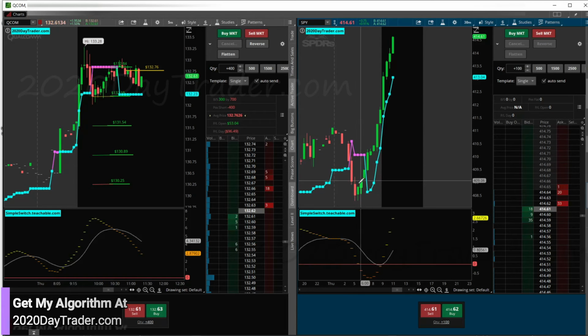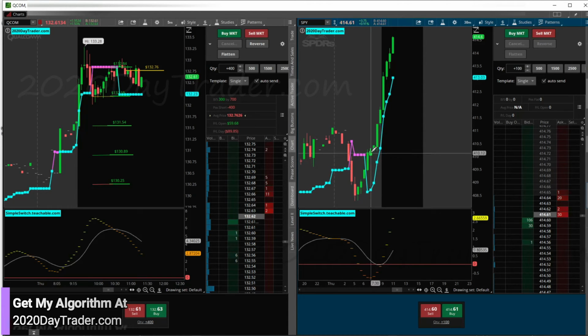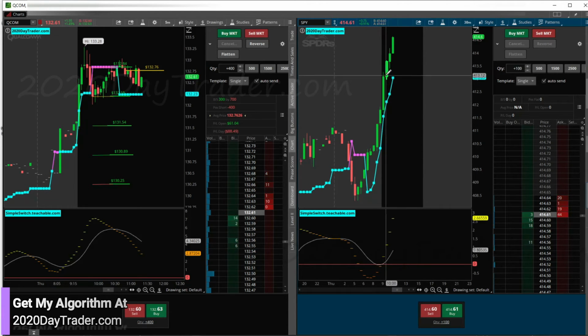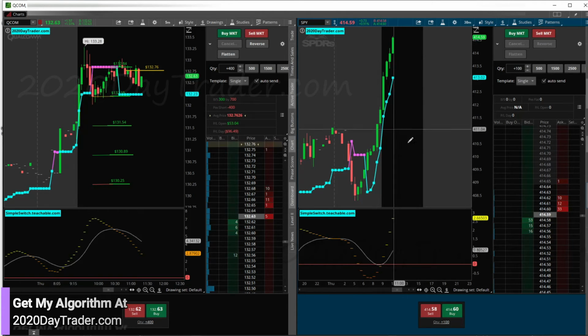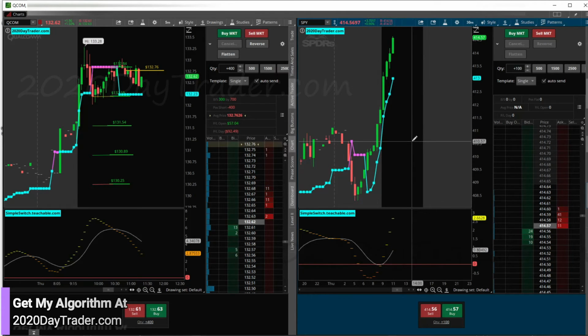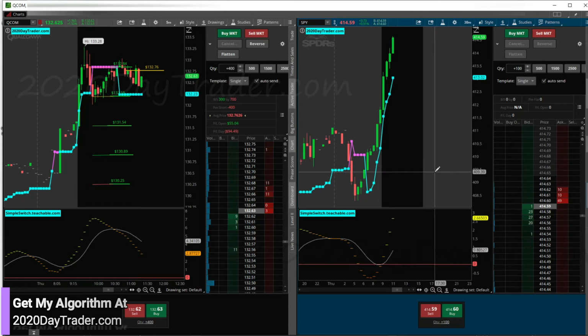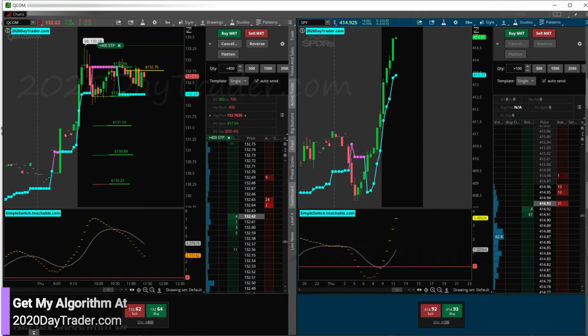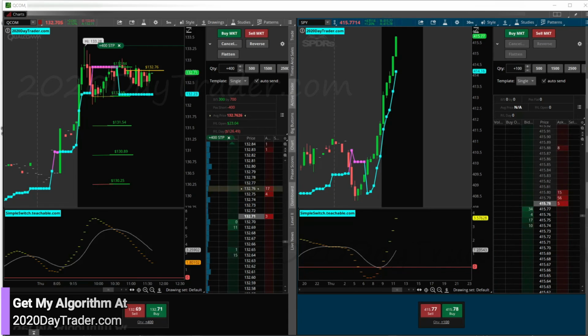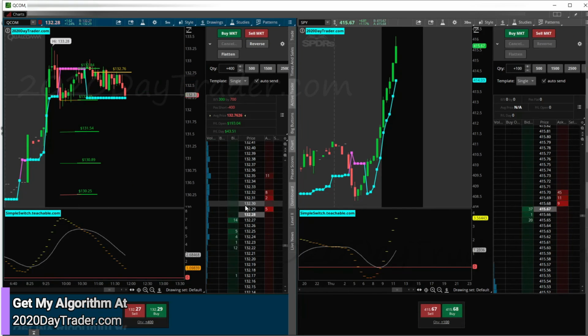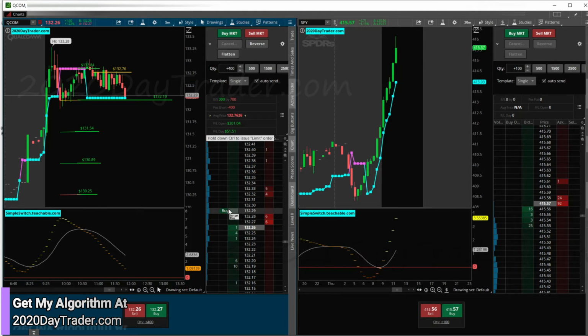SPY, I can't even put 1, 2, 3, 4, 5, 6, 7, 8, 9, 10, 11, 12 30-minute green candles solid like that. Insane. What is happening in the market today? Trying to be patient with the trade.